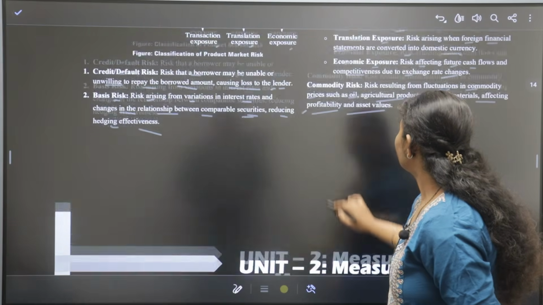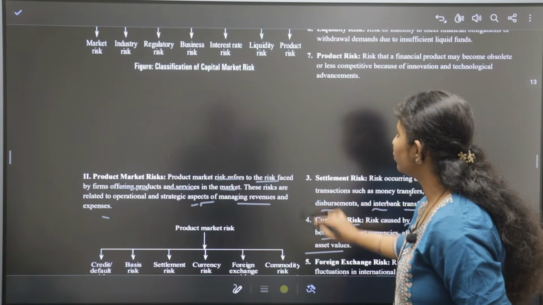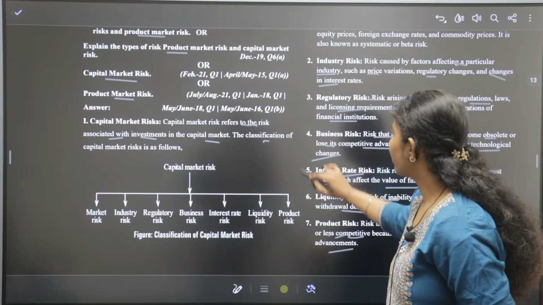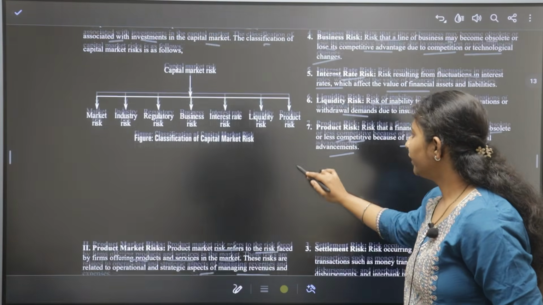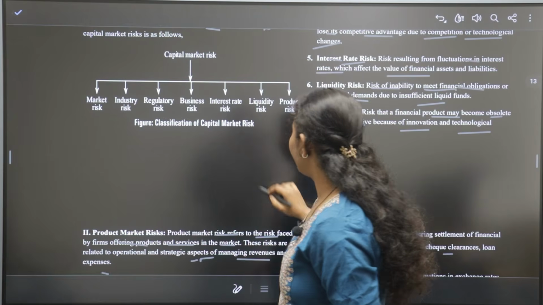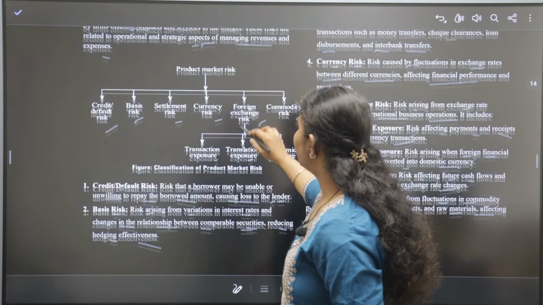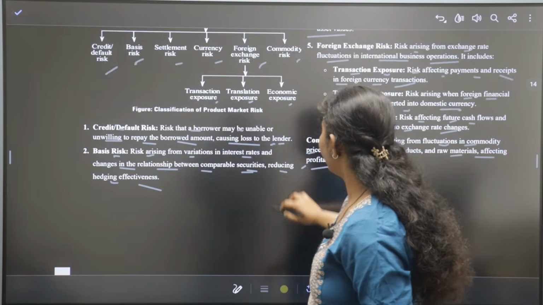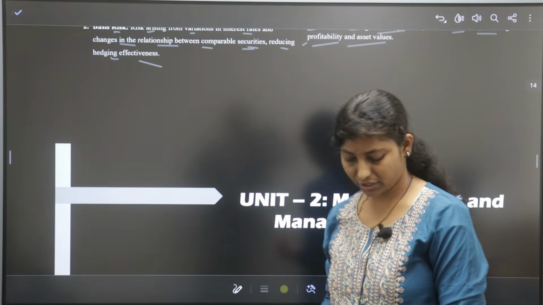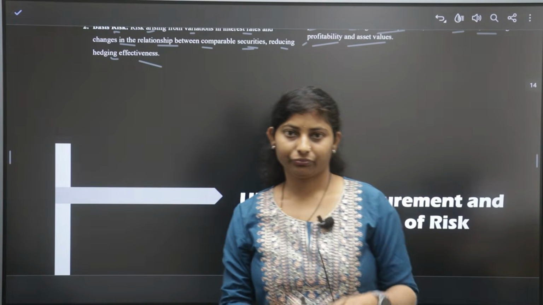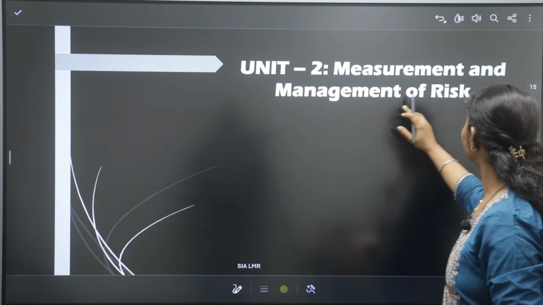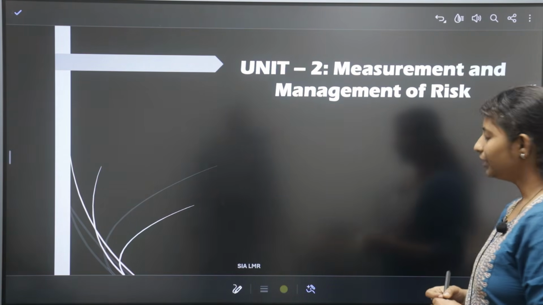So here we finish the last question regarding types of capital market risk and product market risk. We explained clearly both types of risk, capital market risk as well as product market risk. So here we finish your first unit last minute revision. You can go through it. Now we'll start the second unit, measurement and management of risk.